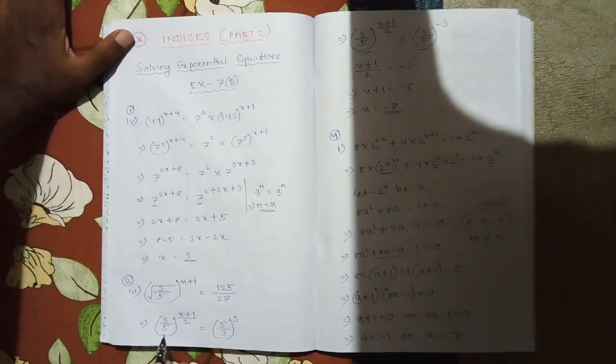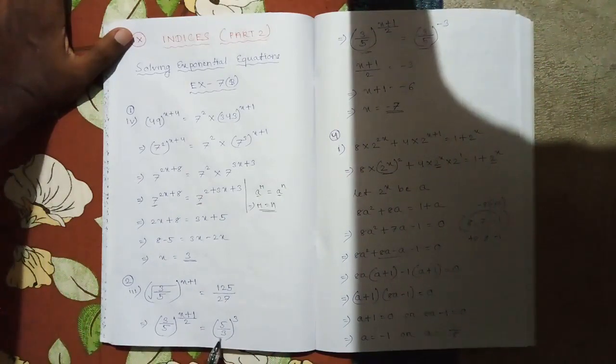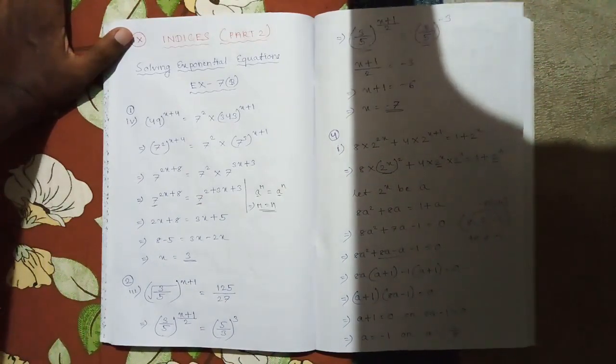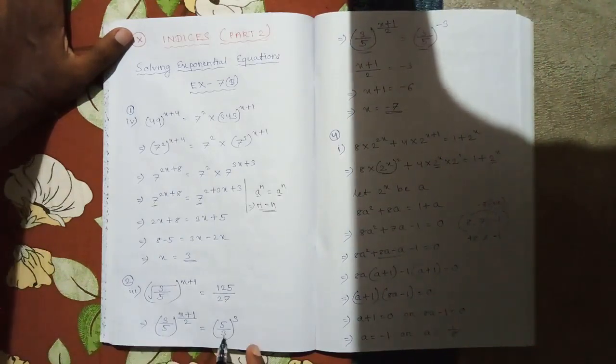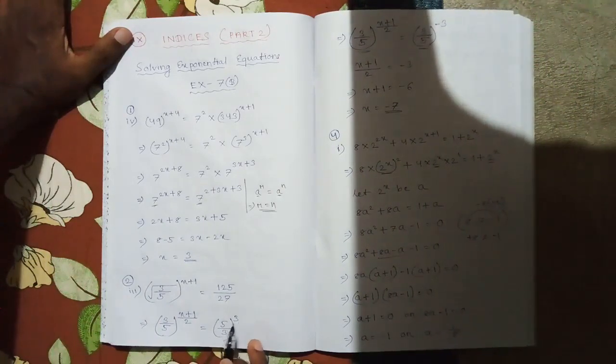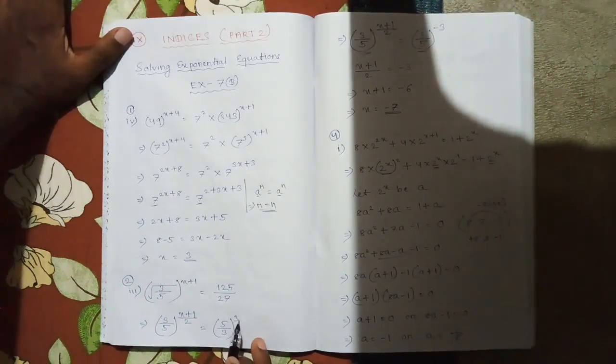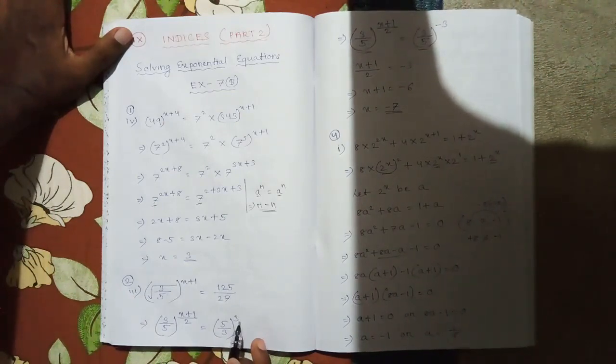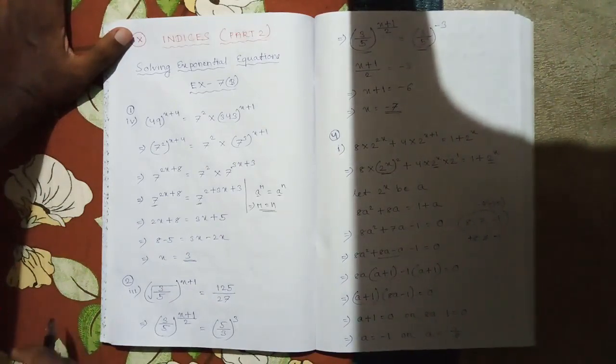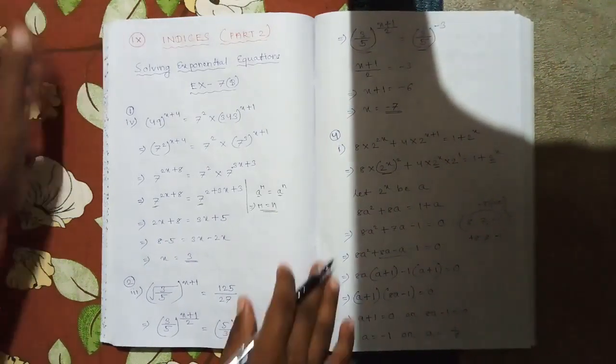You can see the bases are different, here is 3 by 5, here is 5 by 3. So now we cannot equate the powers. First we have to equate the bases, then only we can equate the powers. So let us take the reciprocal of this base. If we change it to 3 by 5, then the sign of the power has to be changed. I have told you this in part 1. a by b whole power minus m can be written as b by a whole power m. So the sign of the power can be changed and we take the reciprocal of the base. So 3 by 5 whole power minus 3 will be written.